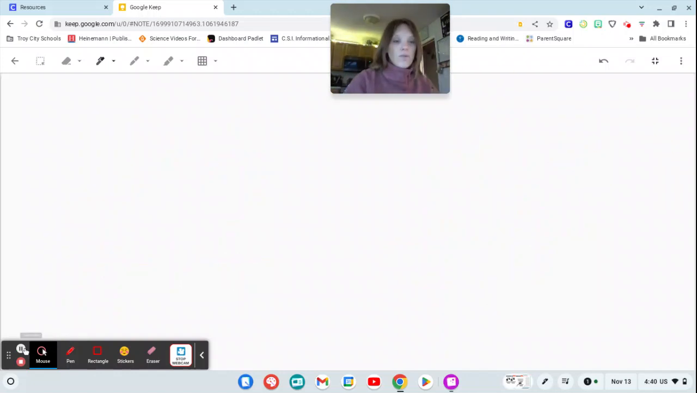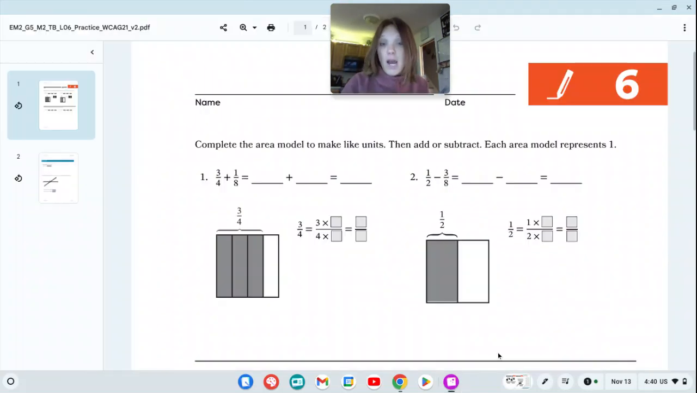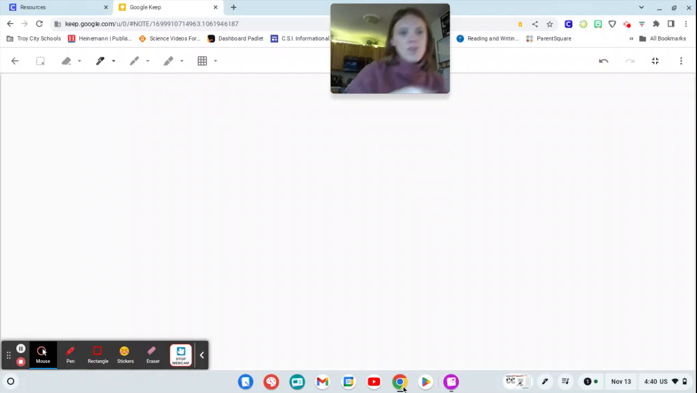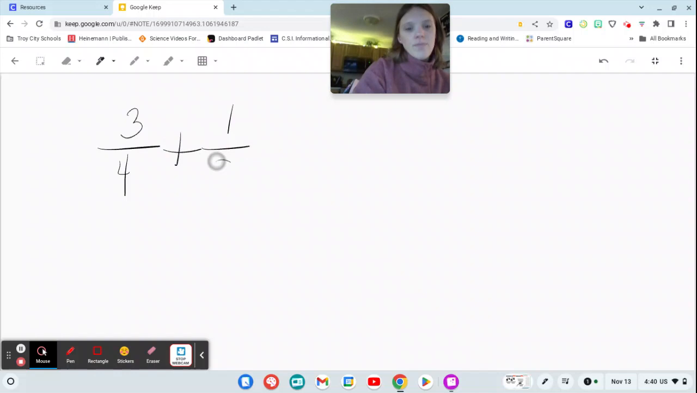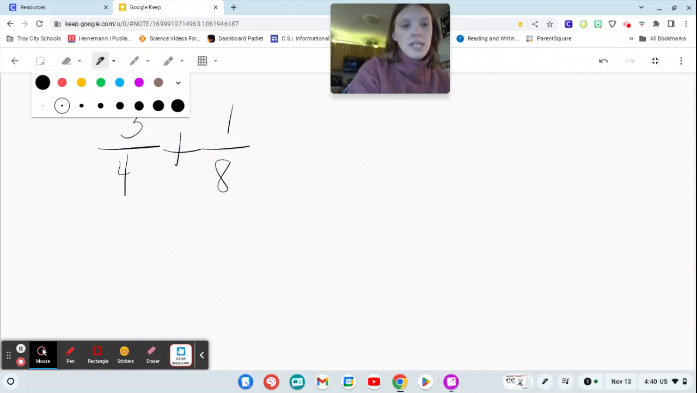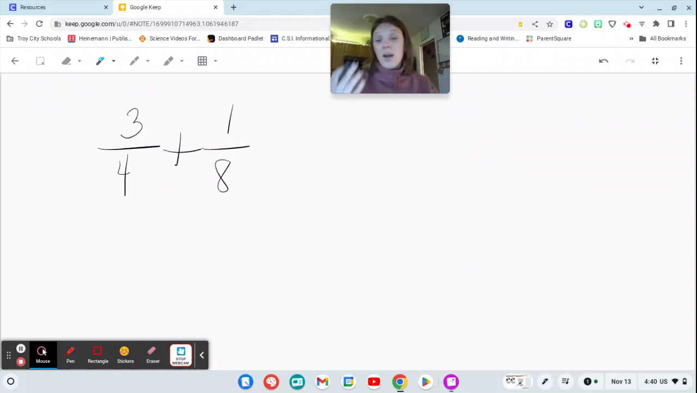Okay, all right, so let's try another example. This time, maybe we can take the example from our homework. So on our homework, problem number 1 is 3/4 plus 1/8. 3/4 plus 1/8. So the first thing that I'm noticing is that my denominators or my units are not the same. So I have to make them the same. Now, like I just showed you, you can do that either drawing a picture or a model or doing it numerically.